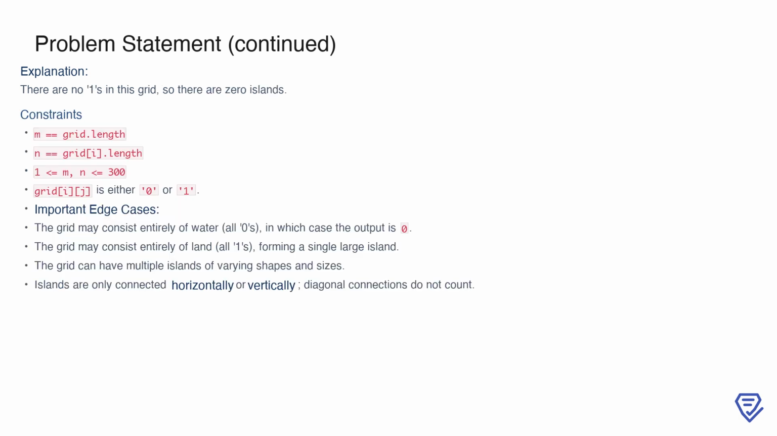Finally, let's look at a case where the grid contains no land at all. Every cell in this grid is 0, meaning it is entirely water. Since there are no ones, there are no islands in the grid, so the output is 0.